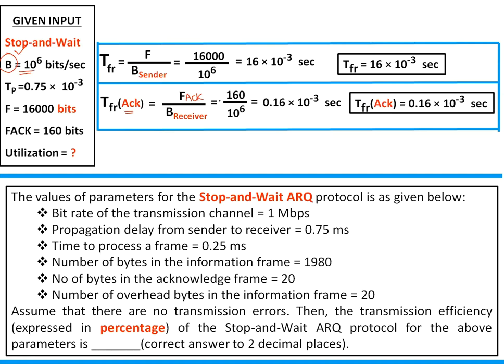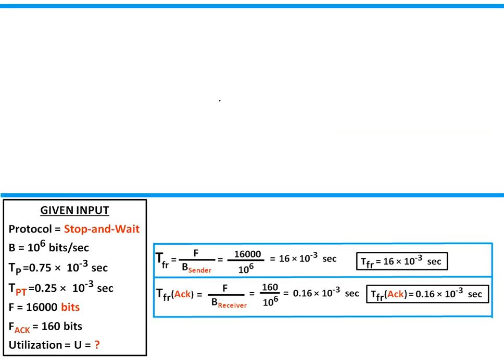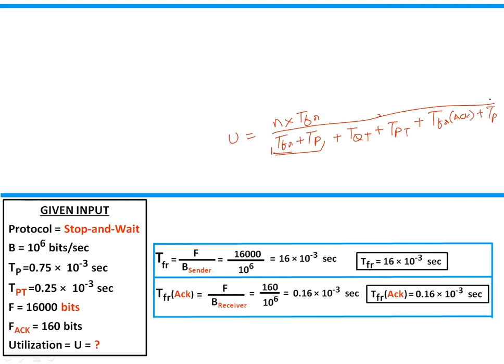Now, please tell me the formula for utilization. Utilization U is equal to, in terms of time you can mention, that is N into TFR by how much time it takes: TFR to place a frame onto the medium, TP to reach other end. This is purely on sender times, plus TQT plus TPT plus TFR of acknowledgement plus TP, guys. So 4 times you need to add, guys.